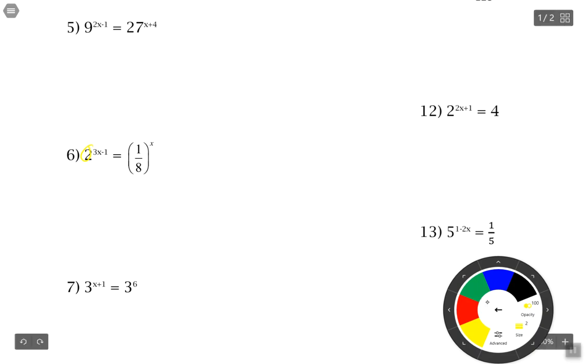Should I go ahead and distribute that x? So this is the same as saying 1 over 2 to the 3, and all of that to the x power, right? But I've got an easier way to do this. Okay, that's one way we could do it. It's kind of complicated.